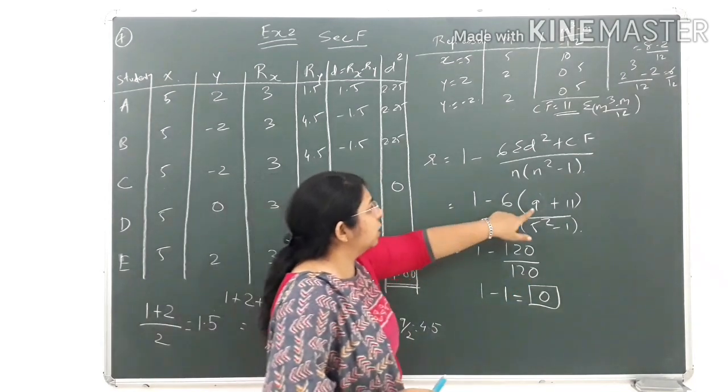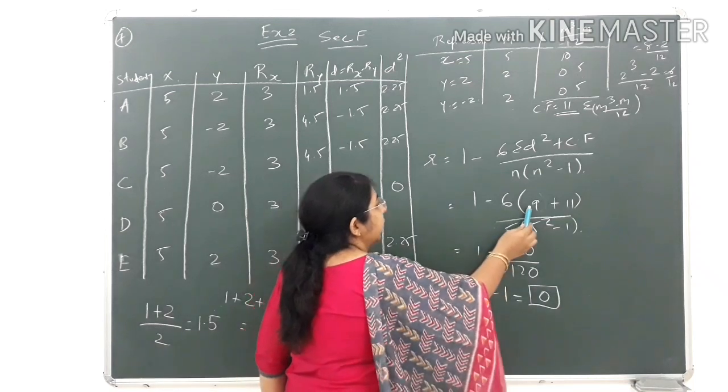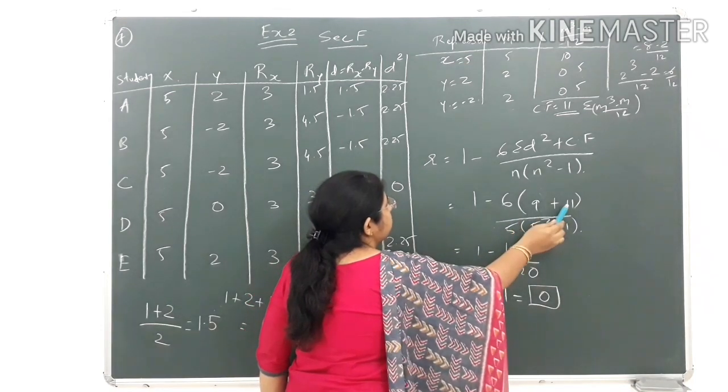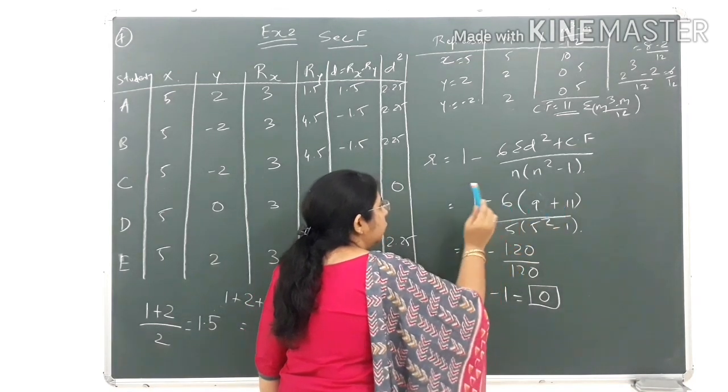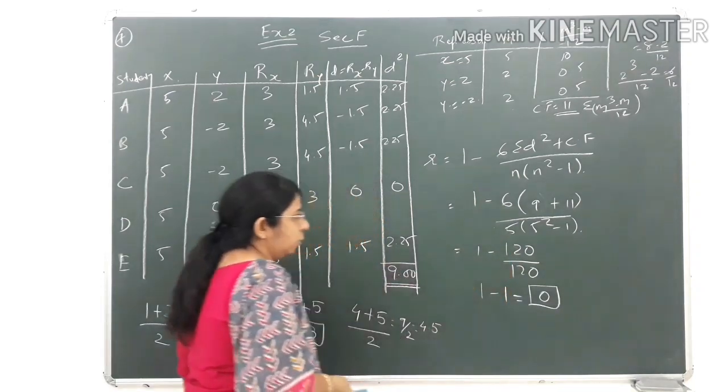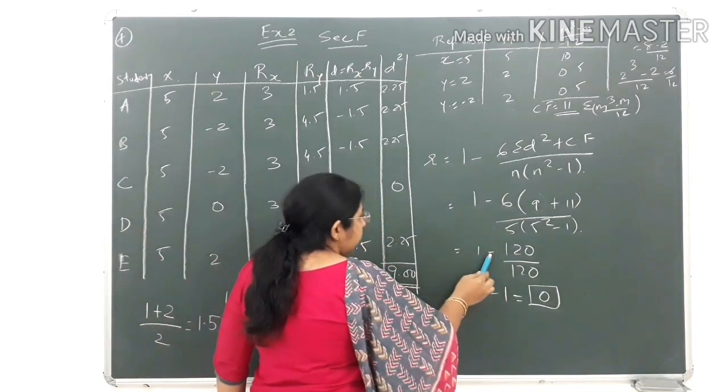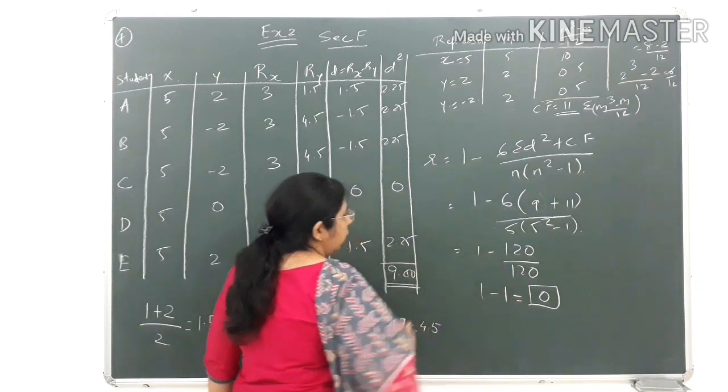In the numerator you can see, first of all we have to do the addition, that is 9 plus 11, which would come to 20. 20 into 6 would come to 120. So 1 minus 120 upon 120.